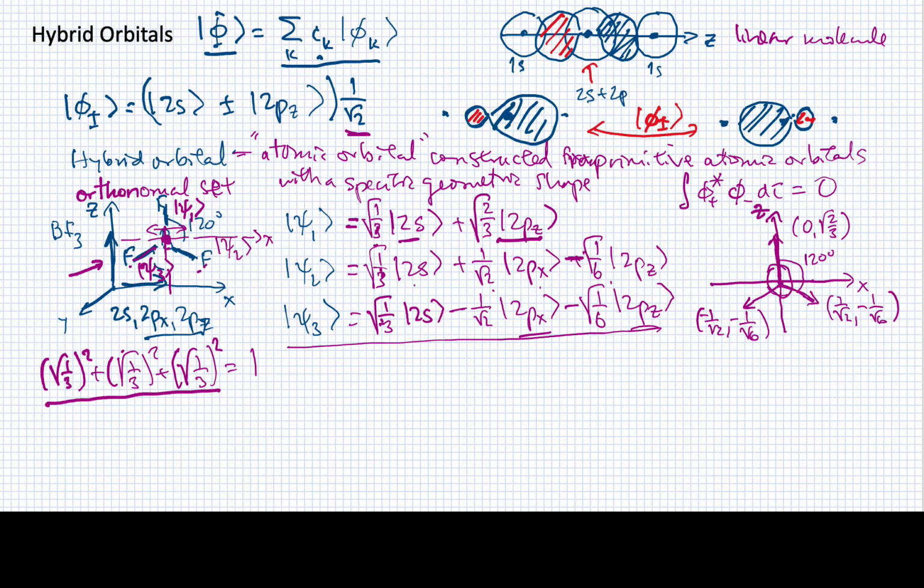I could similarly add up these 3 components for 2pz, squaring the coefficients. I would have 2/3 plus 1/6 plus 1/6. That also equals 1. Similarly, for 2px, I'd have 1/2 plus 1/2, that is the squares of each of these coefficients, and I would again get 1. I always have to have that because I start with one 2s orbital, one 2px orbital, and one 2pz orbital. I'm now fractionating them among new hybrid orbitals, and so the sum of their contribution still has to add up to 1 because I can't just create new orbitals out of nothing.